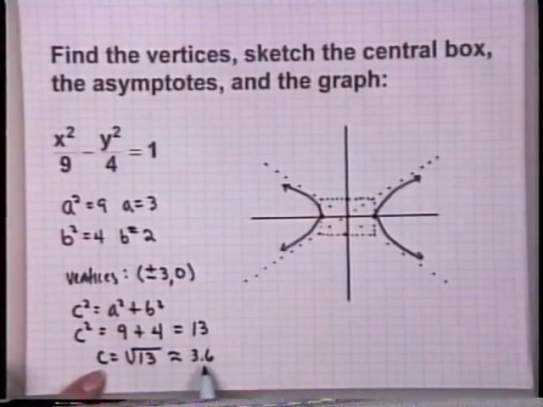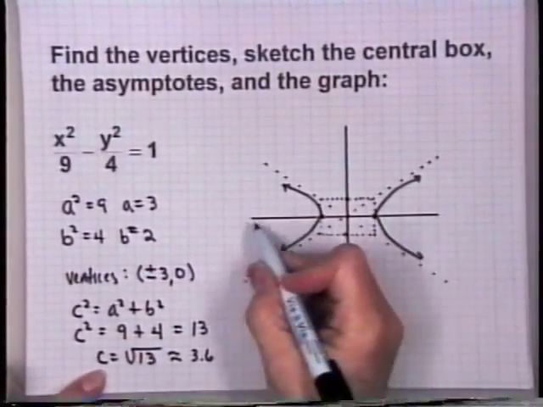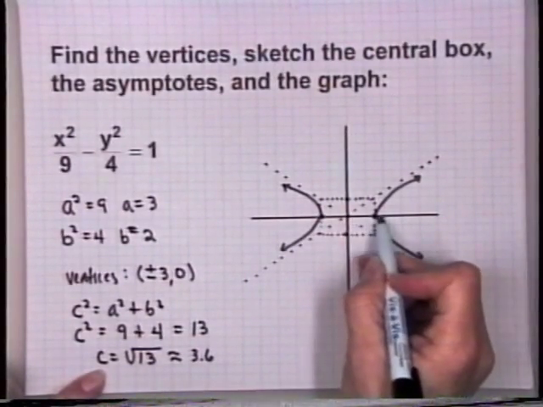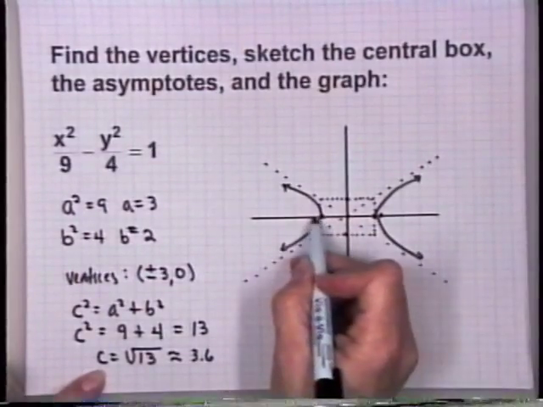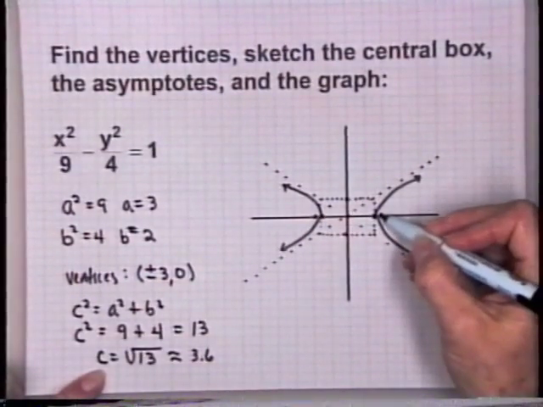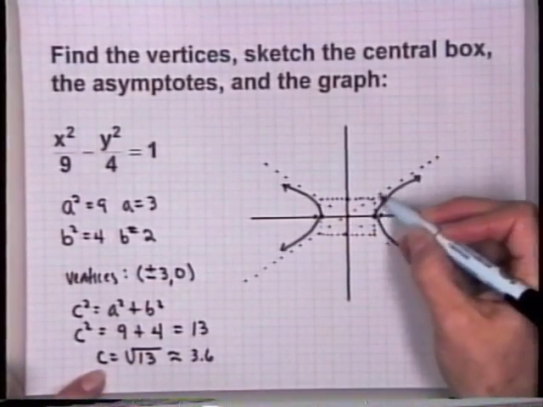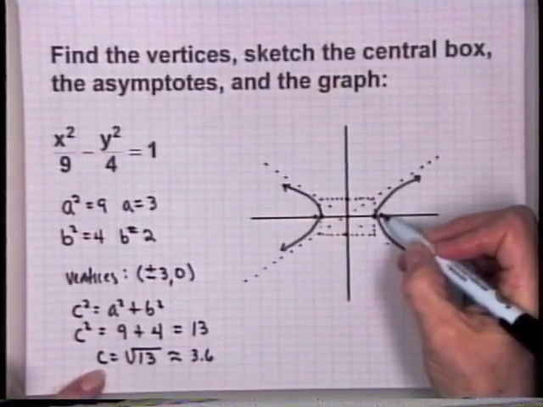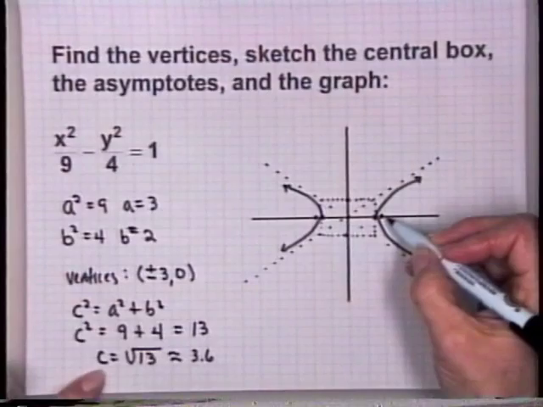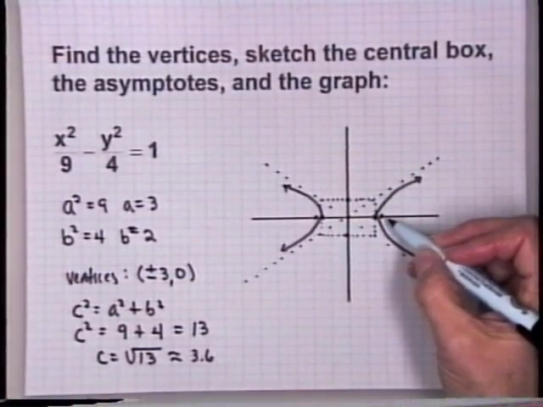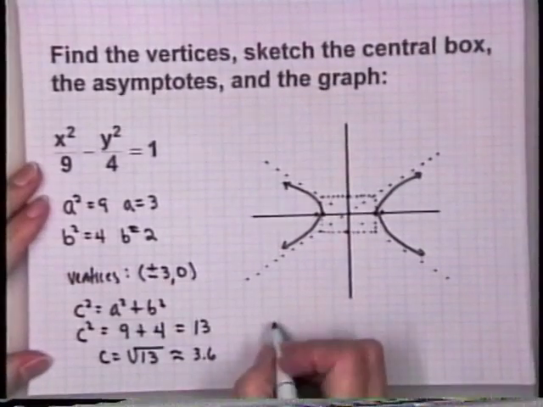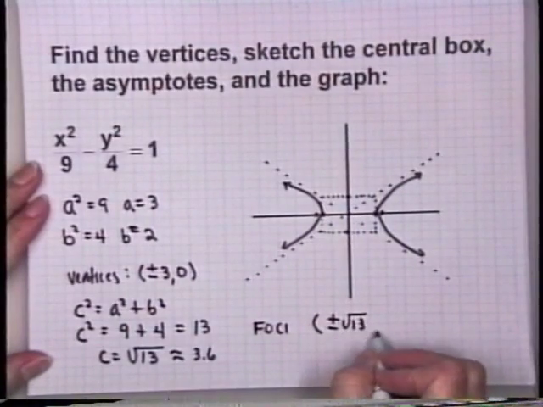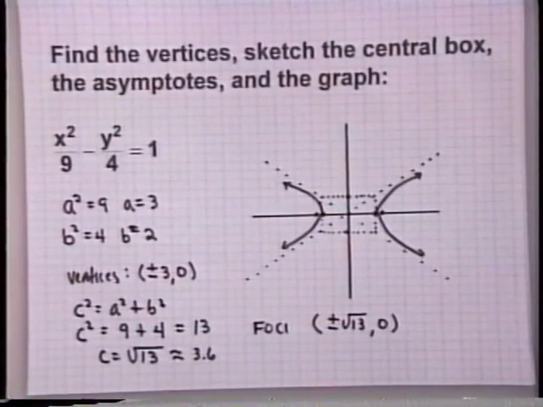Now I want to show you that my foci will be on this line containing my transverse axis across here from the origin. If I go 3.6 and negative 3.6, notice that my foci will be inside where my hyperbola sort of curls around it. That will always happen. My foci will be inside here. So the distance c, notice, is going to be more than a, because to find c I'm adding a squared and b squared. So my foci will be inside there. The coordinates of my foci then for this hyperbola are plus or minus the square root of 13, comma 0. That would be the location of my foci.